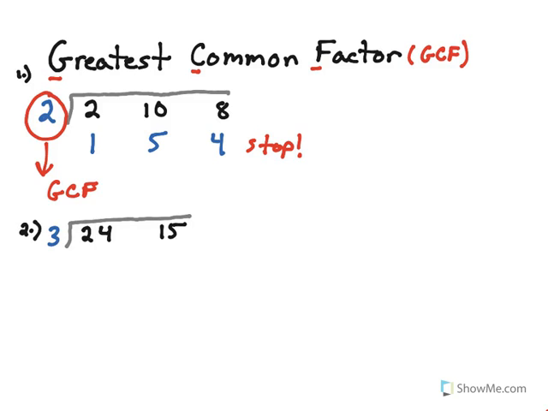3 goes into 24 8 times, and I'm going to put that over here. And then 15 divided by 3 is 5. Now, are there any more numbers that go into 8 and 5 evenly? Absolutely not. 1 doesn't count because 1 will go into any number. So we stop, and 3 is going to be my GCF.